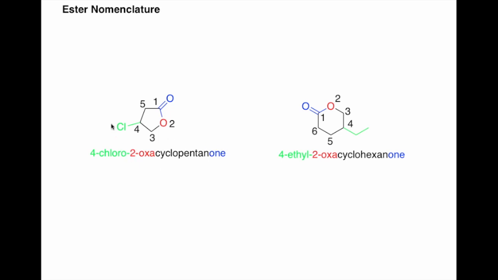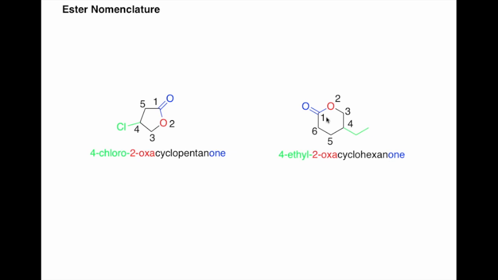In this case, there's a chloro at position 4 when we count from the carbonyl carbon to the oxygen and further around the ring. So 4-chloro, 2-oxa, cyclopentanone. In this third example, the ring is 1 atom larger in size, so it's a cyclohexanone rather than a cyclopentanone as in the other cases.